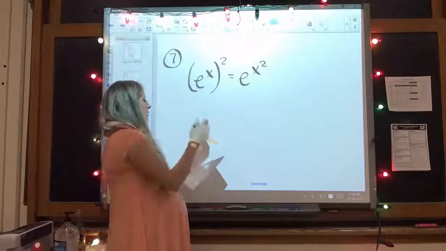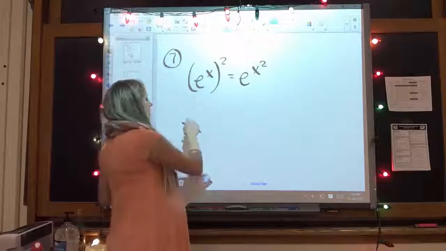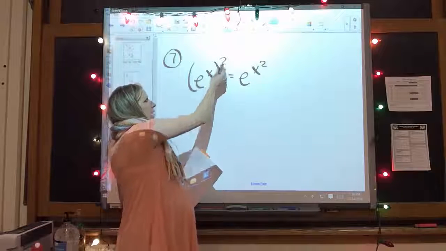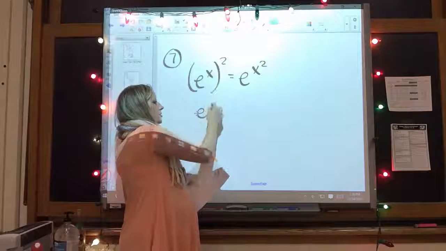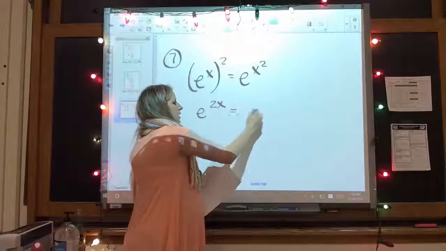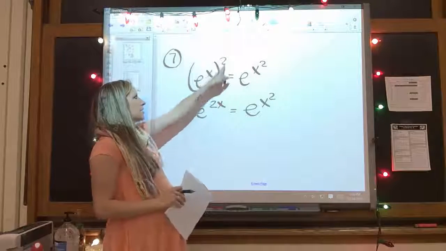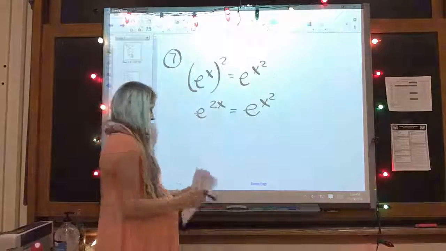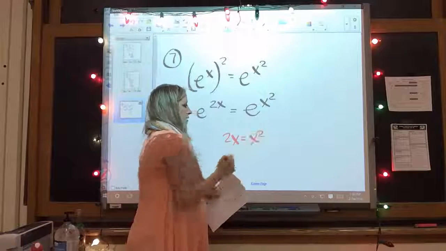Last one, okay, they're both in the same base, which is good. But here we have a power to power. We're going to multiply those two. So x times 2 is 2x. Everybody wants to put x squared, and that's not it. X times 2 is 2x. Okay, so we have 2x equals x squared.